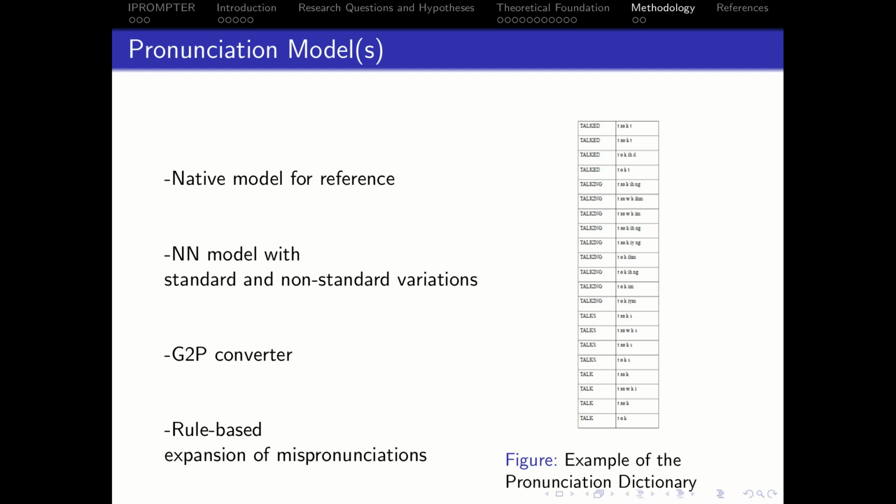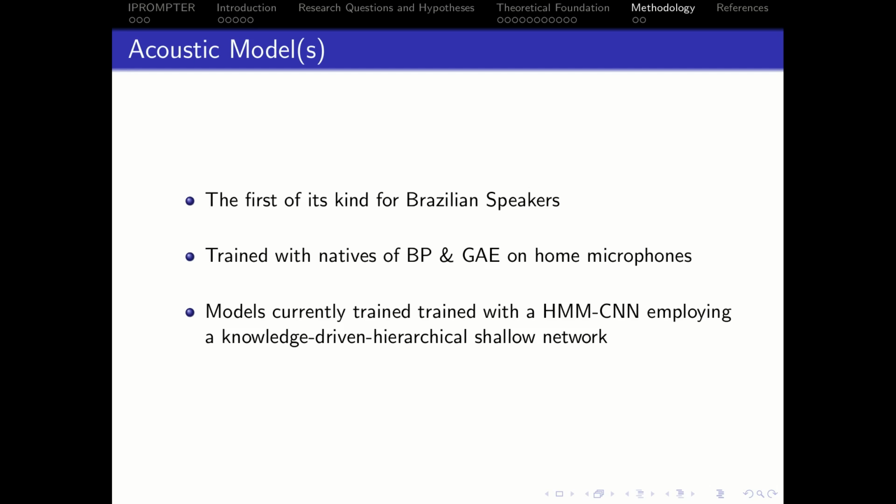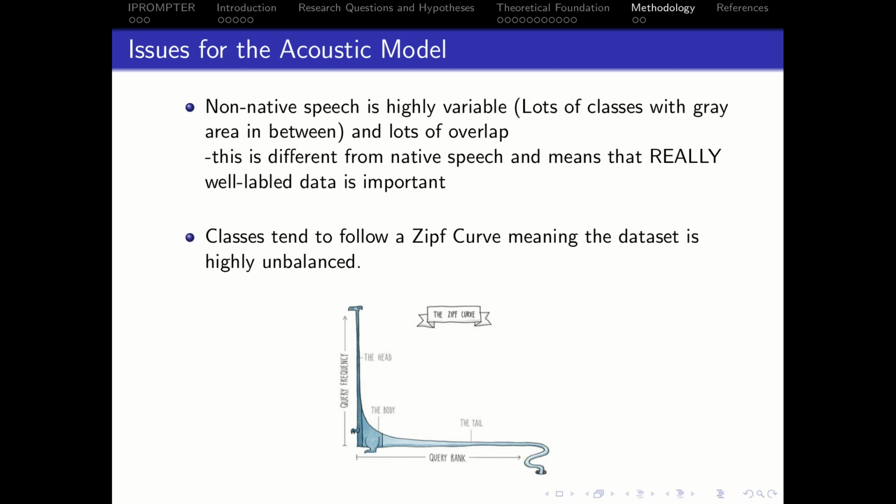The pronunciation model that I'm creating has a native model for reference and a non-native model with standard and non-standard variations. This was created using a rule-based algorithm from our knowledge of Brazilian Portuguese and their use of English and some of the disfluencies that can occur. The acoustic model, in this case, would be the first of its kind for Brazilian speakers. It's trained with natives of Brazilian Portuguese and General American English. The models are currently trained with an HMM-CNN architecture employing a knowledge-driven hierarchy.